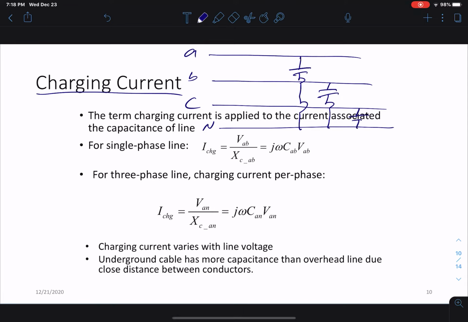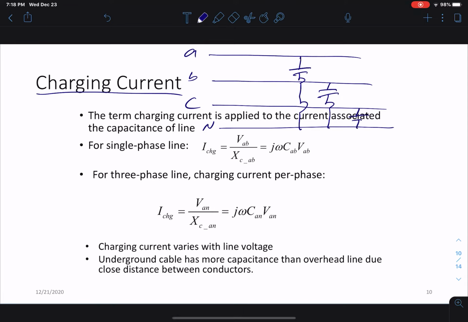Okay, and same thing happened. There's also capacitance between line to line because of the voltage difference between line to line. There's line to line capacitance here, line to line capacitance here, line to line capacitance here, right? So this is the line to line charging current. This is the line to neutral charging current right here.